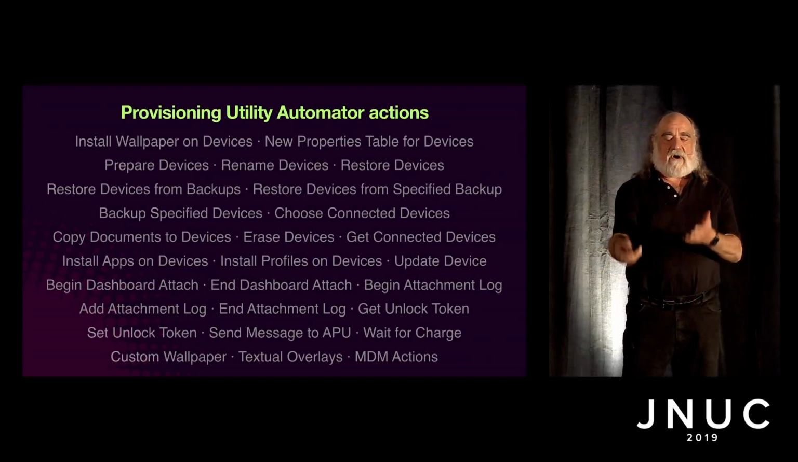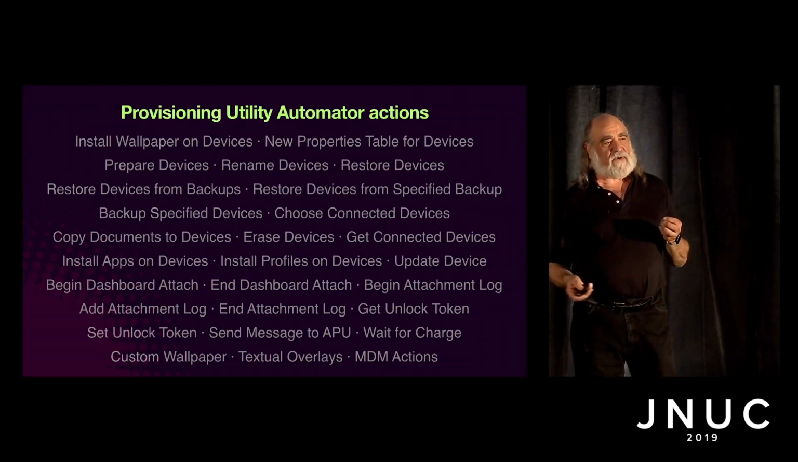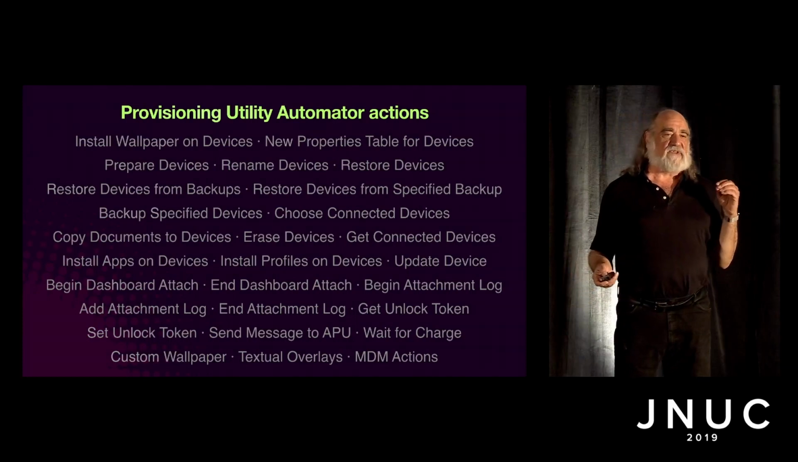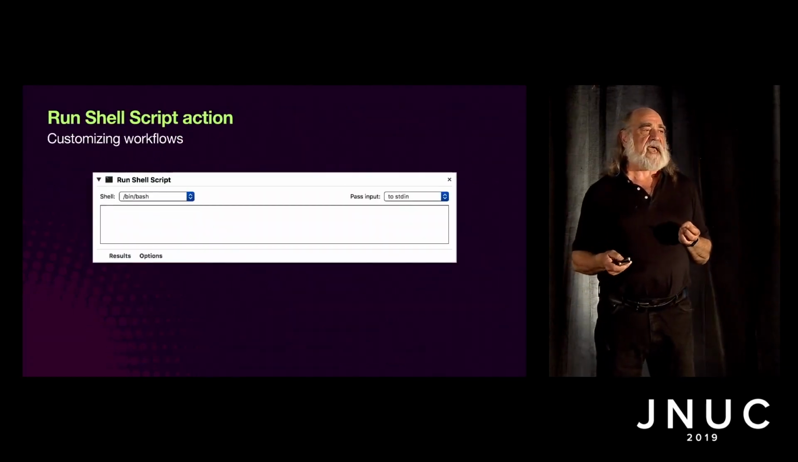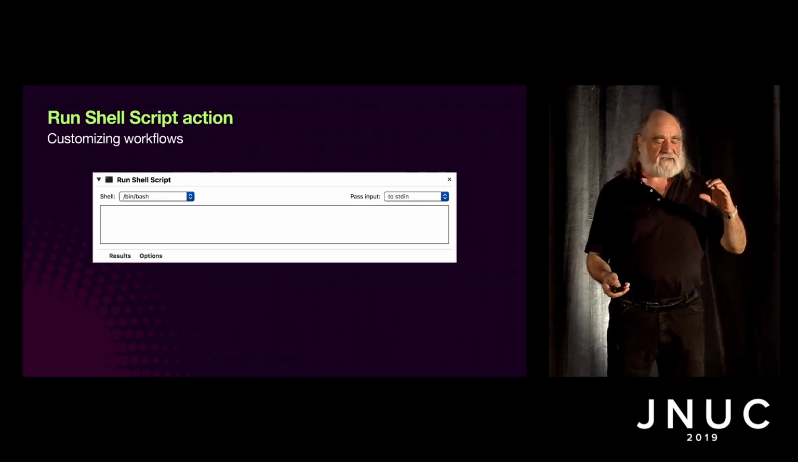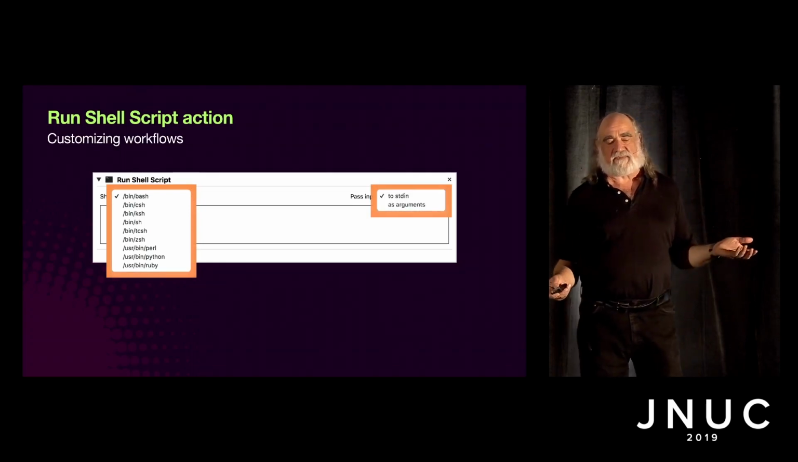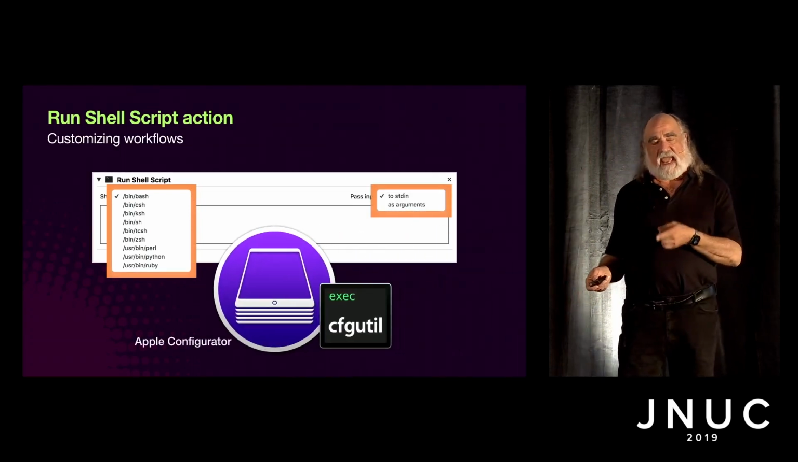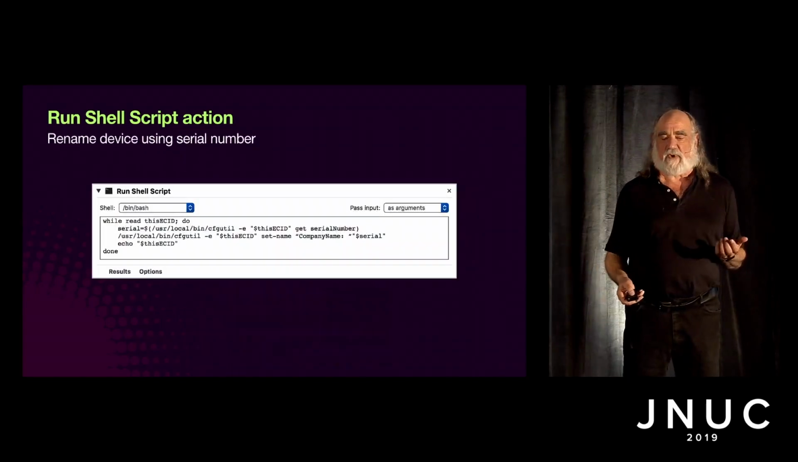Now, there are all these Automator actions available, so you can customize your workflow any way that you want. But if you need to add something specific, you can use the run shell script action and add in a custom bit of activity into your workflow using any of the standard shells or scripting languages. And you can have the library from the cfgutil available to you as well.